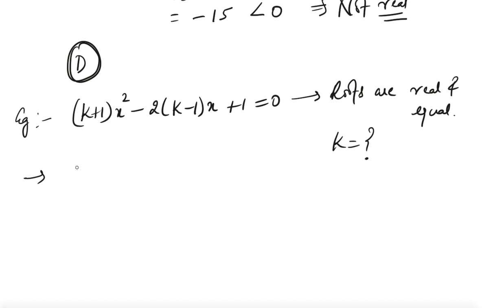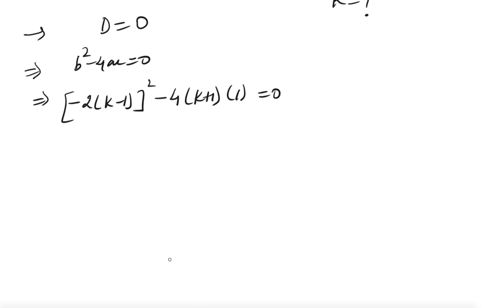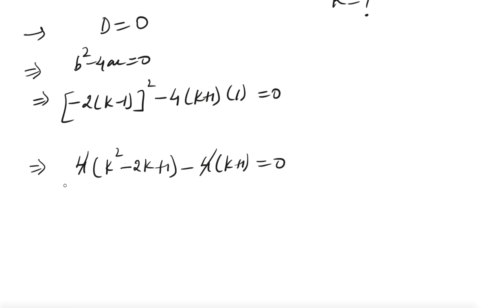So you know the roots are real and equal, it means D is equal to 0. Okay, and so we will put b square minus 4ac as equal to 0. Let me put the values. Minus 2 into k minus 1 whole square minus 4 into k plus 1 into 1 is equal to 0. B square minus 4ac. Okay, now let us simplify and see what we are getting. This becomes 4 into k square minus 2k plus 1 minus 4 times k plus 1 equals to 0.